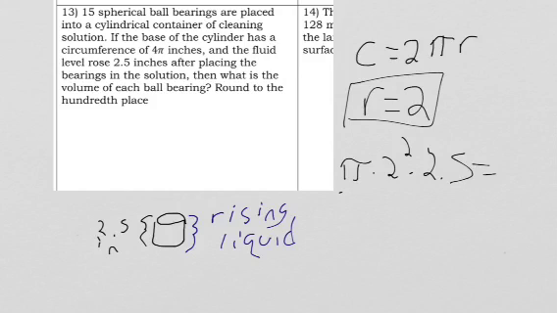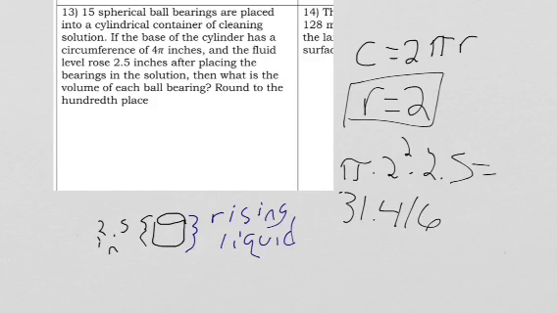So we're going to do 4 pi, and if we want to be smart about this, right? So 2 squared is 4. 4 times 2.5 is just 10. So this is going to be 10 times pi, which should be about 31.4, right? 31.415, which we're going to make 31.416. Okay, so that's the volume of the liquid that was displaced.